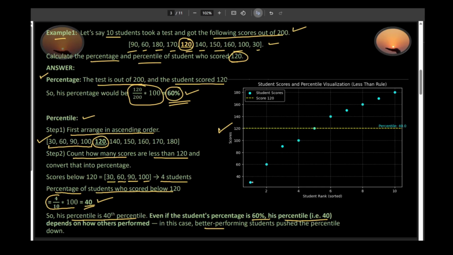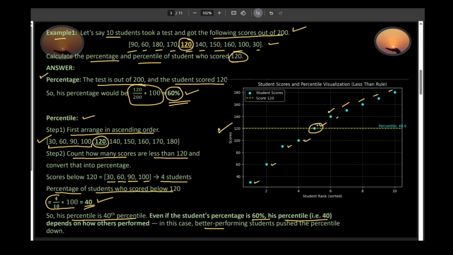This is the graph. Over here, you can see one student actually scored 30. Another student scored 60. Then you have students scoring 90 right there. Then you have students scoring 100 right here, and then you have 120 and 140. Because these students score a lot better than this gentleman right here, and because they scored more than him, his percentile went down.